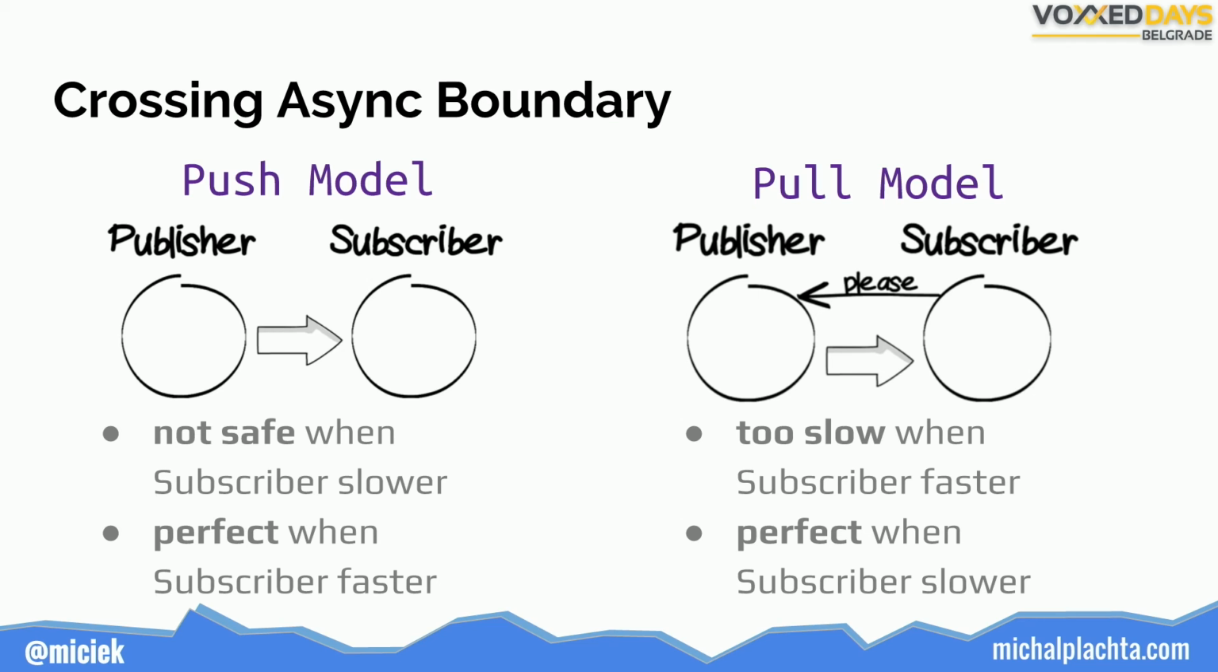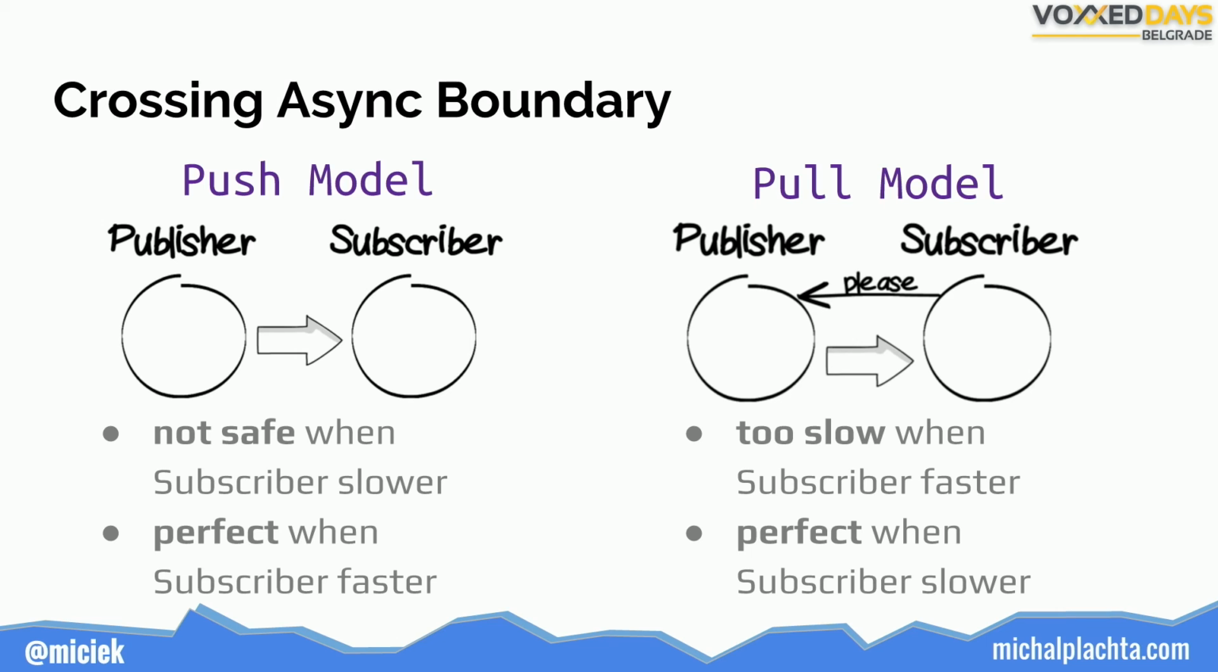And we have two models that we use in order to handle crossing an asynchronous boundary. One of them is push. And push is not safe whenever the subscriber is slower. Why is that? Because when a publisher publishes messages at a very fast pace, and the subscriber is very slow to handle them, then we will get out of memory at some point. Some of the buffers will overflow, and there are buffers everywhere. We need to be aware of that.